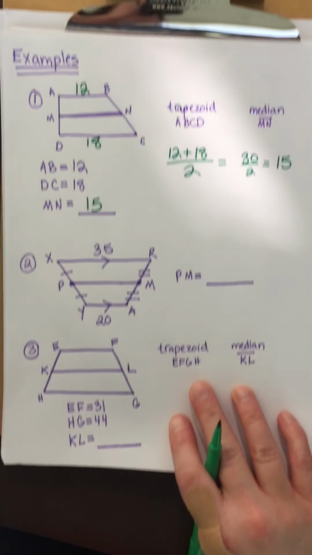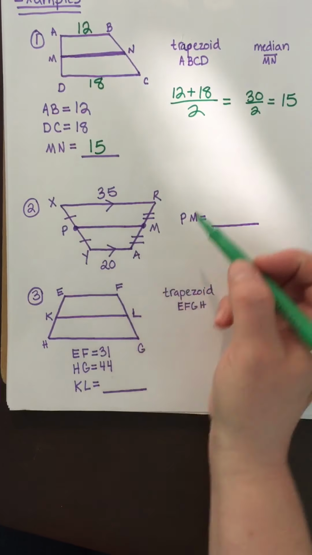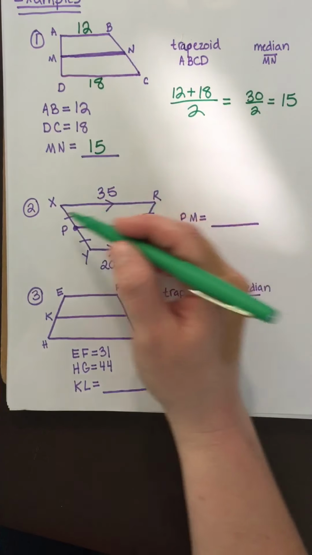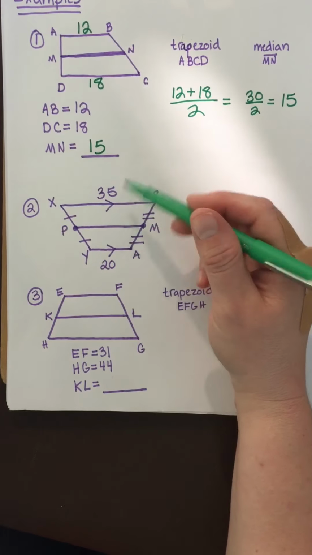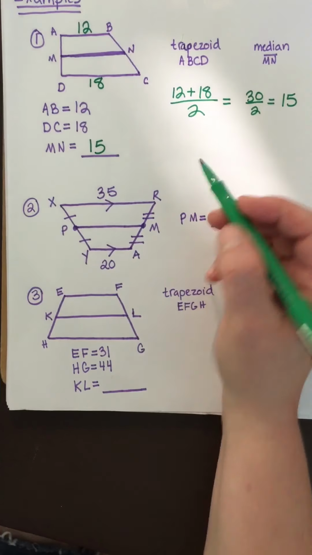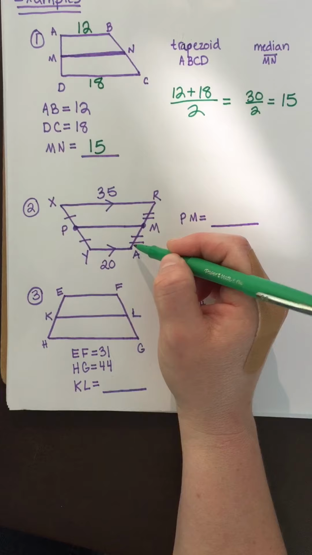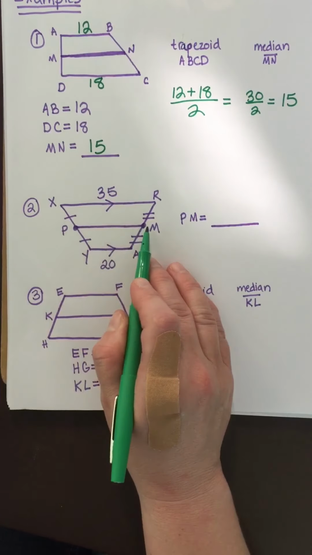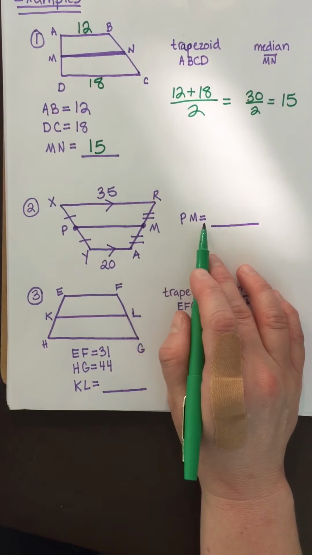Easy, right? Let's look at another one. So we have this figure. I can see that these two sides are parallel. I can see that it has 4 sides, so it's a 4-sided polygon with one pair of parallel sides, so I know it's a trapezoid. And then I know this is a median because this segment is congruent to this segment, and this segment is congruent to this segment, so that means that these must be midpoints. All right, so it wants me to find the length of PM.